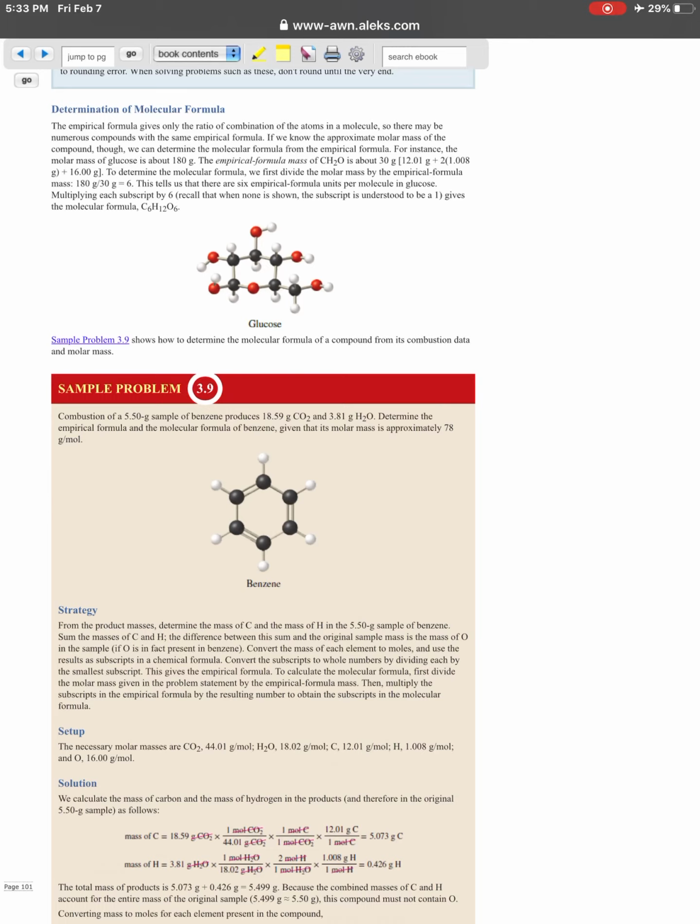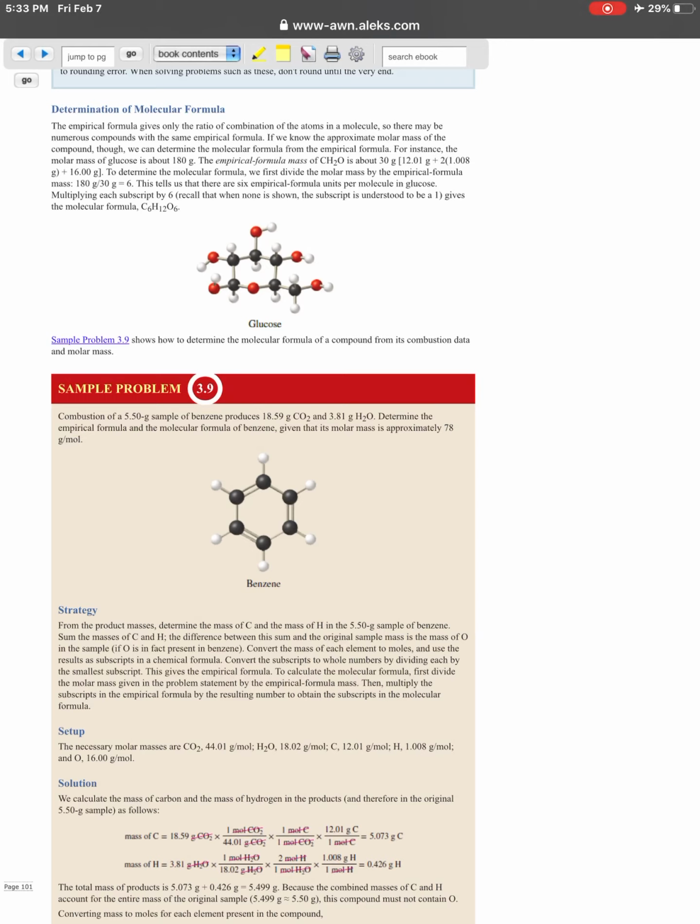We have to have one more number, and that is called the molar mass. If we have the molar mass of our compound, and it turns out the molar mass of glucose is around 180 grams, now we can take the empirical formula and convert it into a molecular formula. Here's how they show you to do it. You have the empirical formula, CH2O.